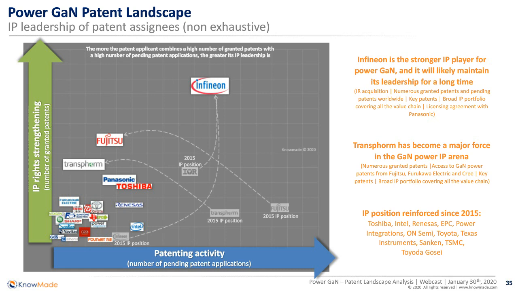And also, Furukawa and Panasonic, which have a good IP position, have already leveraged their good IP position by licensing their patents to Transform and Infineon. Other players which have reinforced their IP position the last years are, for example, Toshiba, Intel, Renesas, EPC, Power Integrations, Onsemi, Toyota, Texas Instruments, Sanken, TSMC, and Toyota Gosei.